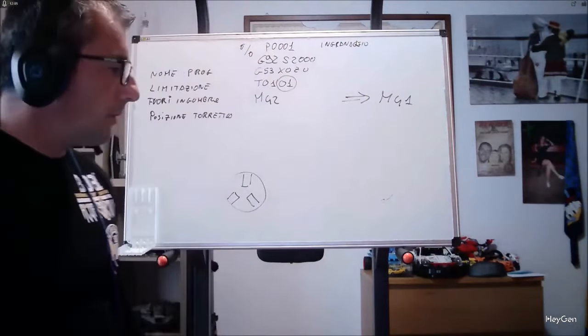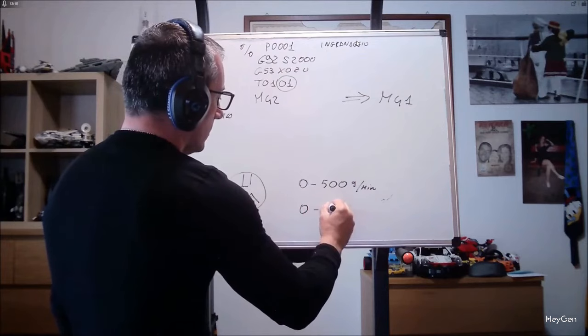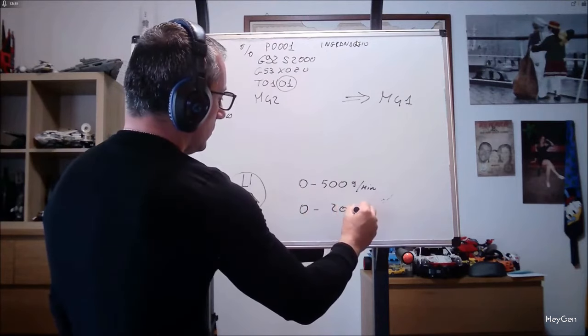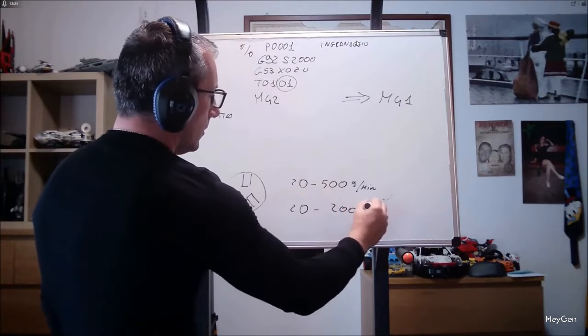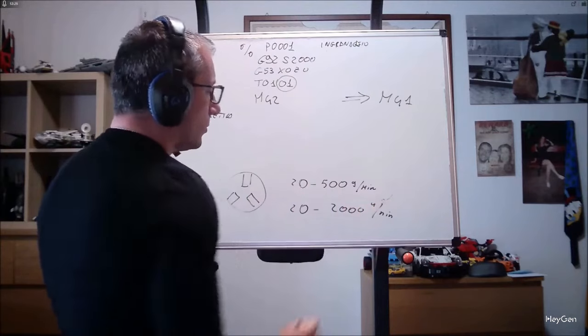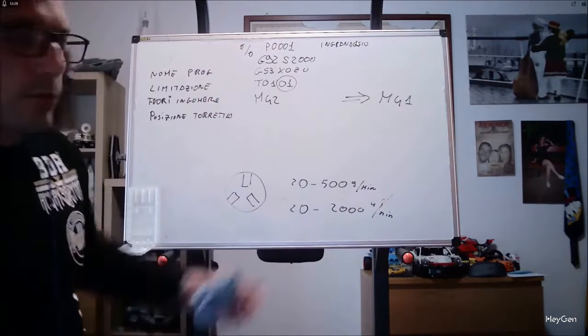Let's say the manufacturer tells you range 1 M41 works from 0 to 500 RPM, range 2 works from 0 to 2000. Normally 0 does not exist, they say 20 RPM. So one might say, well, I always use range 2, what do I care, it works.